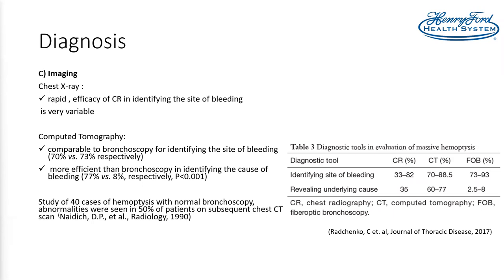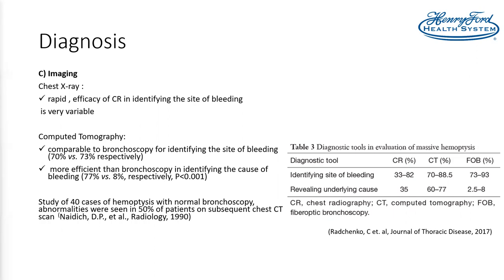However, if you look at this table, chest x-rays are very variable in identifying the site of bleeding. It's between 33 and 82% in identifying the site of bleeding, and it can identify the cause of bleeding 35% of the time. So it's not that great, but it's a quick first step to do.